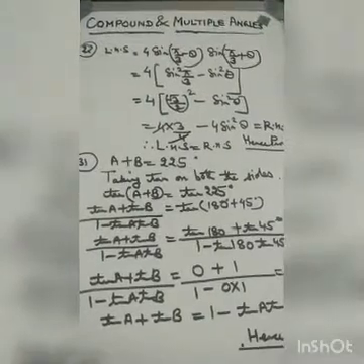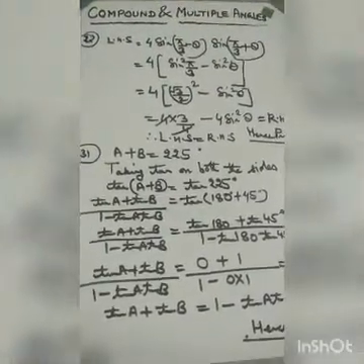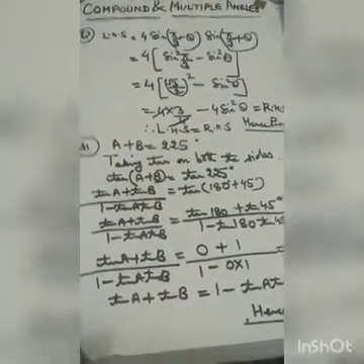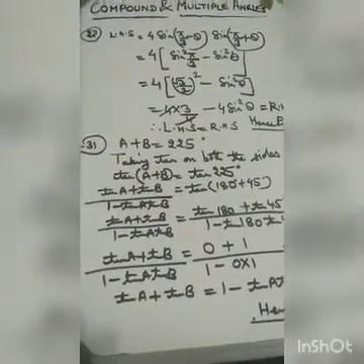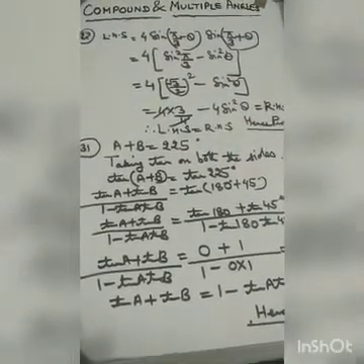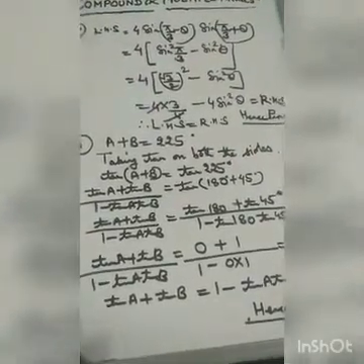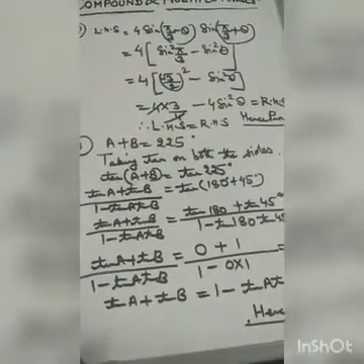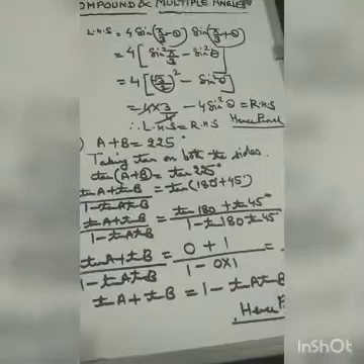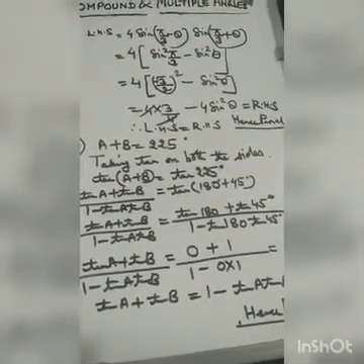Now I am going to explain two more sums of different type. One is question number 22, the other one is question number 31. Now in question number 22, the question says you have to prove that 4 sine pi by 3 minus theta into sine pi by 3 plus theta is equal to 3 minus 4 sine square theta.